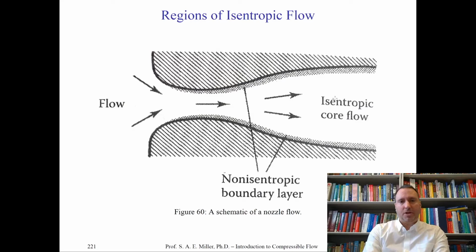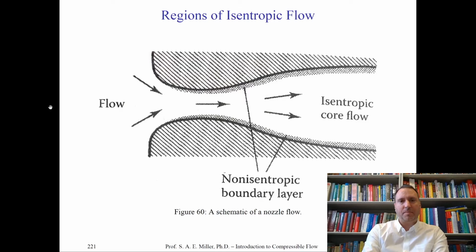Once again, there are turbulent boundary layers attached to the wall, and unfortunately, we cannot handle the turbulence problem with isentropic theory. We'll also examine this type of nozzle problem in this class with these tools we're developing with isentropic tools.